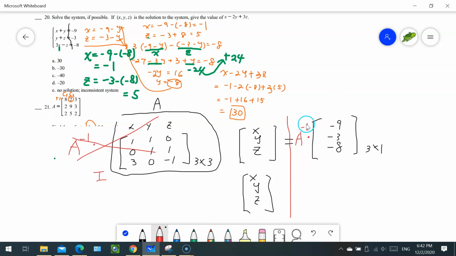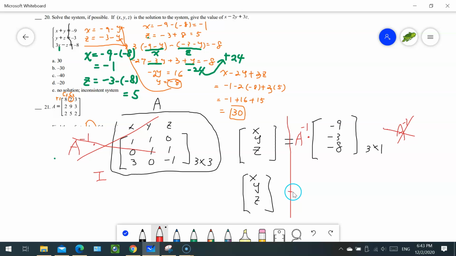You don't put this inverse of the matrix A after here. Okay, you don't do it this way. This is not correct. You have to make sure this inverse of matrix A stays in the same corresponding position.